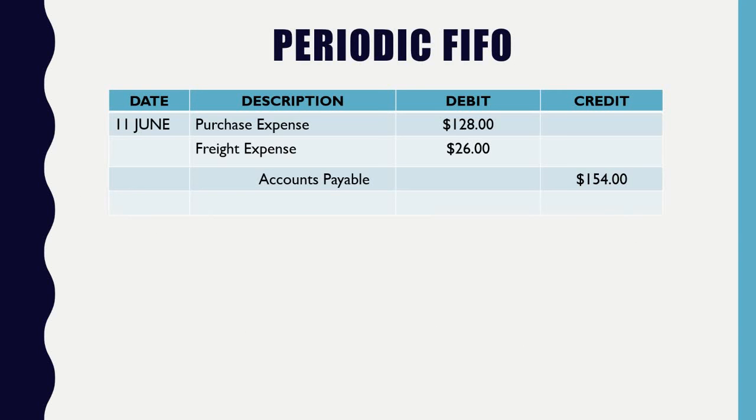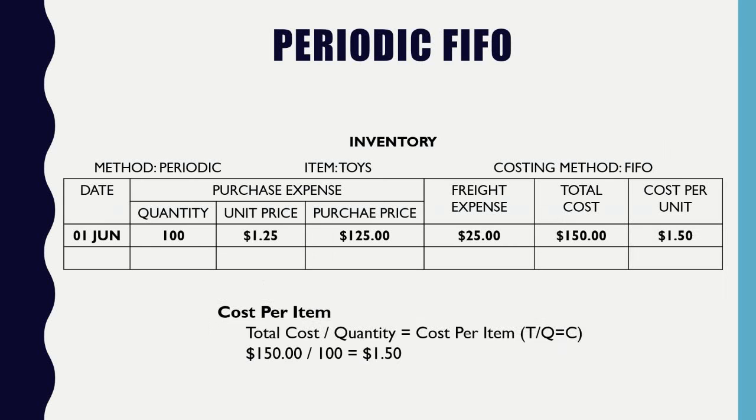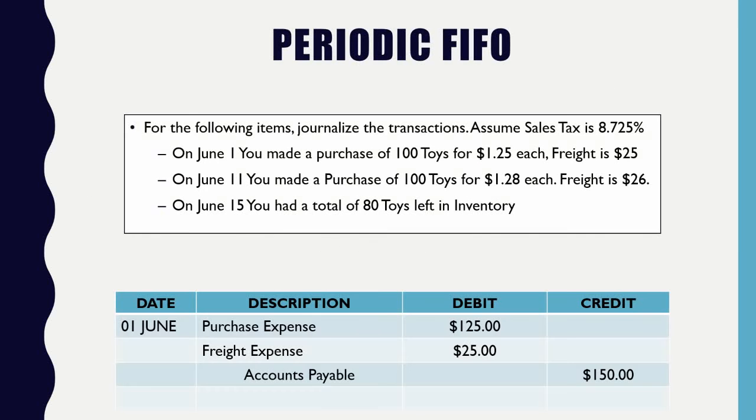So now the next scenario, I forgot to do that. For the next scenario, we're going to be journalizing the second batch. Again, we were looking at purchase price, which I think was $1.28. Let me look back exactly at what that was. So on June 11th, you made a purchase of 100 toys at $1.28, and the freight is $26.